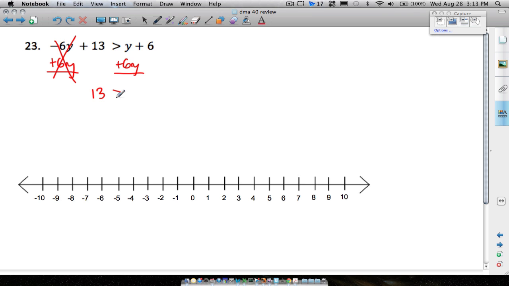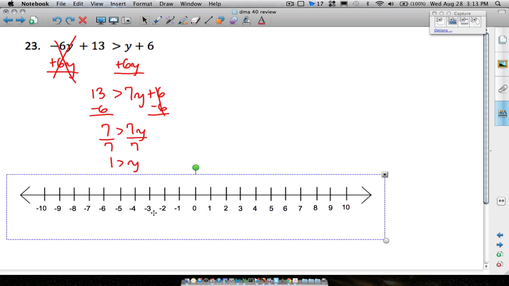You have 13 is greater than y plus 6y, which is 7y plus 6. Solving this equation for y, subtracting 6 from both sides. And I said solving this equation, but it's solving this inequality, by the way. 13 minus 6 is 7. 7 is greater than 7y. Dividing by 7 to get y by itself, we get 1 is greater than y.